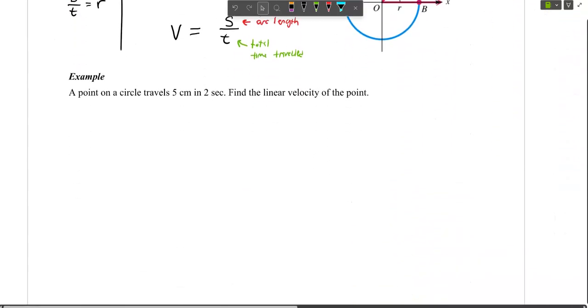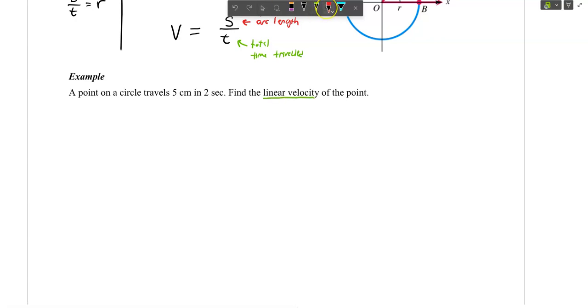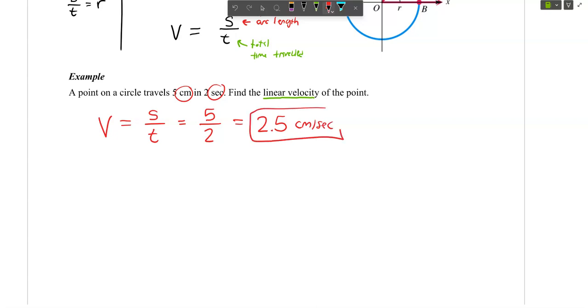So let's look at an example. It says a point on a circle travels 5 centimeters in 2 seconds. We want to find the linear velocity of the point. So we're just going to look at the formula V equals S over T. In this case, we're directly given this information. So it's going to be 5 divided by 2, which means the answer here is going to be 2.5 centimeters per second. That's going to be our unit in this situation. So that's it. That's all linear velocity really is at its core.